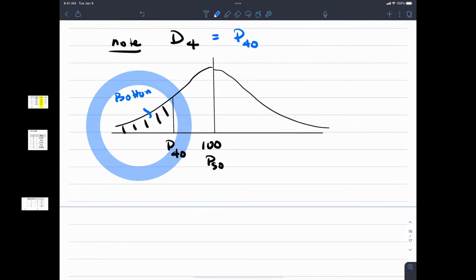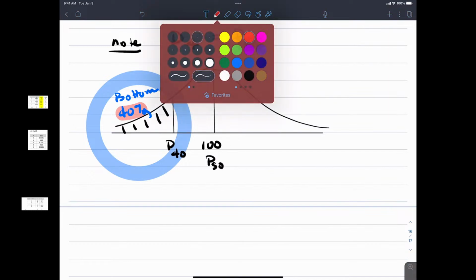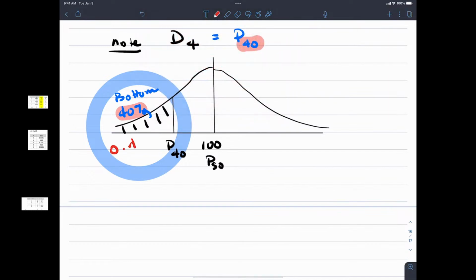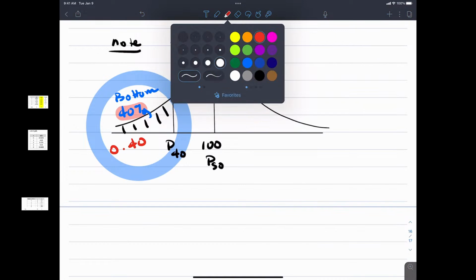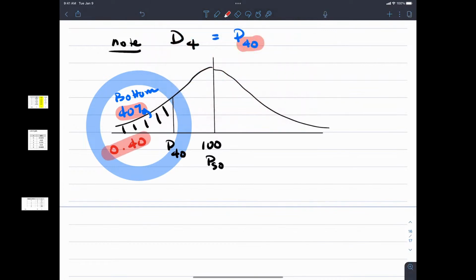This is the bottom, P40. The bottom 40%. 40% of the data is behind that value. Remember this? And how do you write 40% as a decimal? 0.40. Well, that's 40% of the bell.